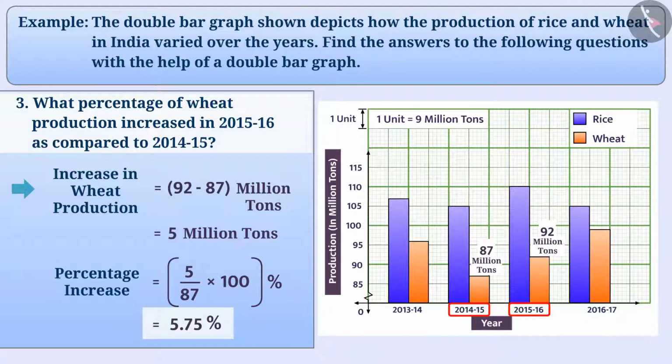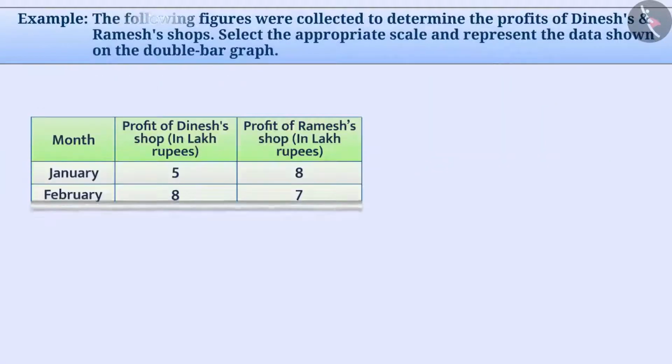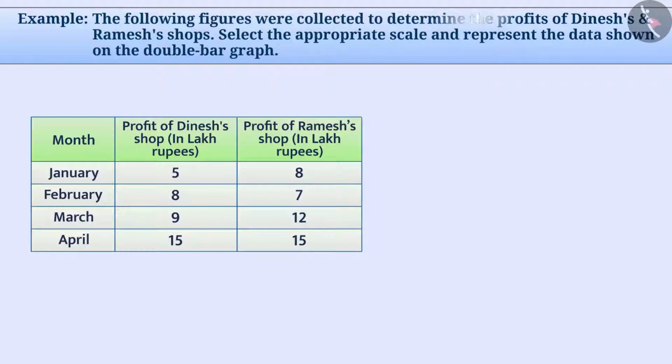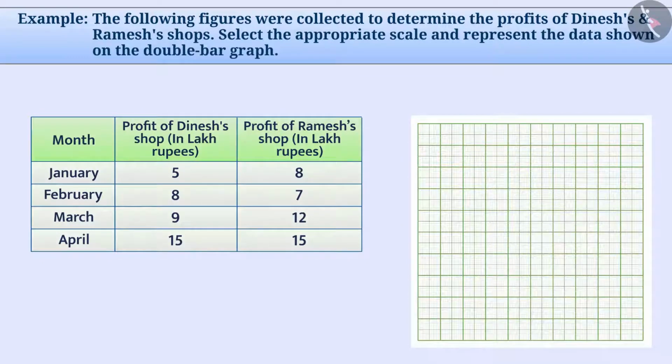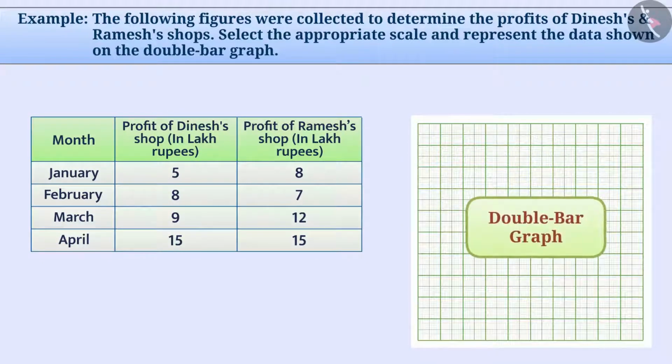Let's see the next example. The following figures were collected to determine the profits of Dinesh and Ramesh shops. Select the appropriate scale and represent the data shown on the double bar graph. Let us draw the given data horizontally by drawing a double bar graph.